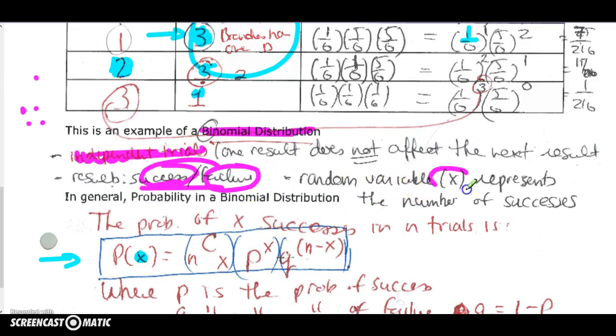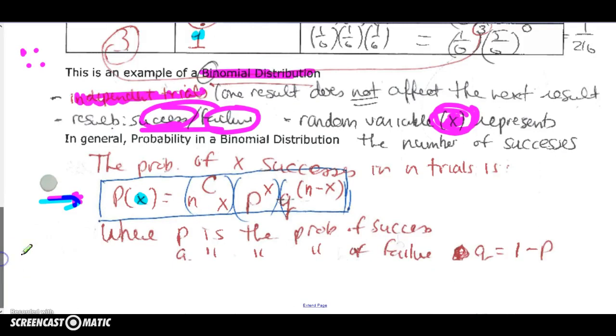And we look here and we call X the random variable, and it represents the number of successes. If that is the case, the probability of X successes is N choose X, P to the X, Q to the N minus X, where P is the probability of success and Q is 1 minus P. Okay, so if that didn't confuse you, let's go back and make sense of what's going on here.